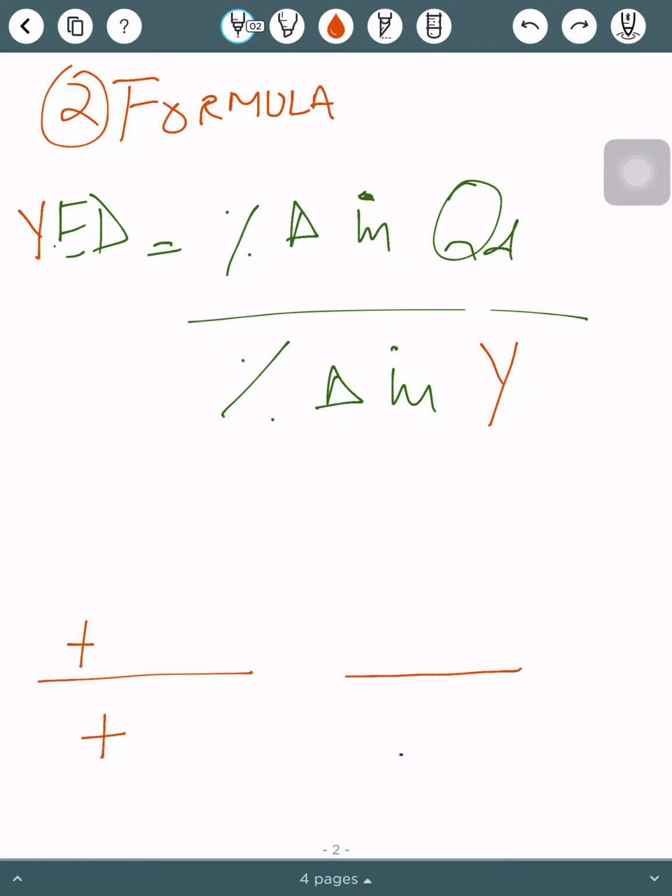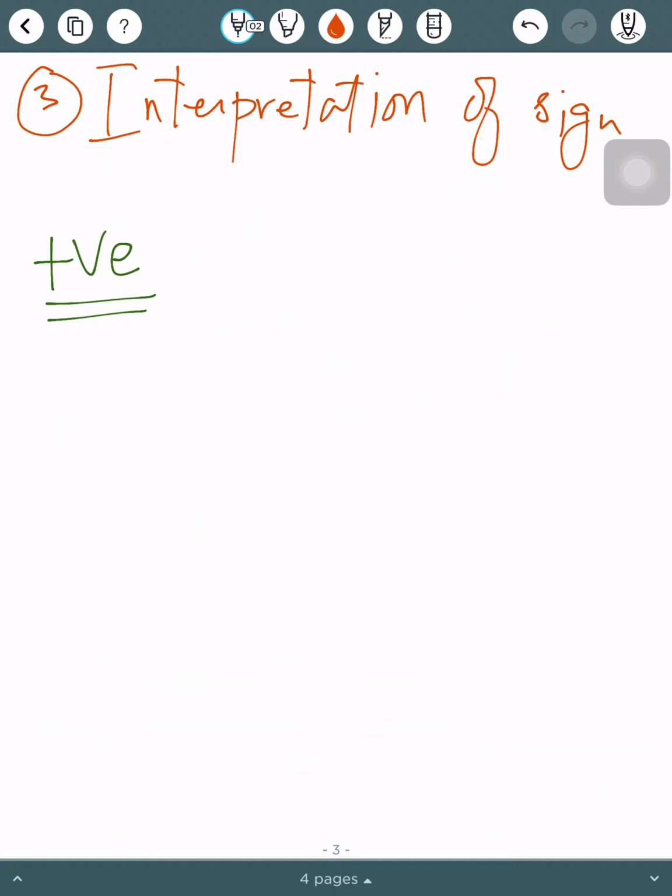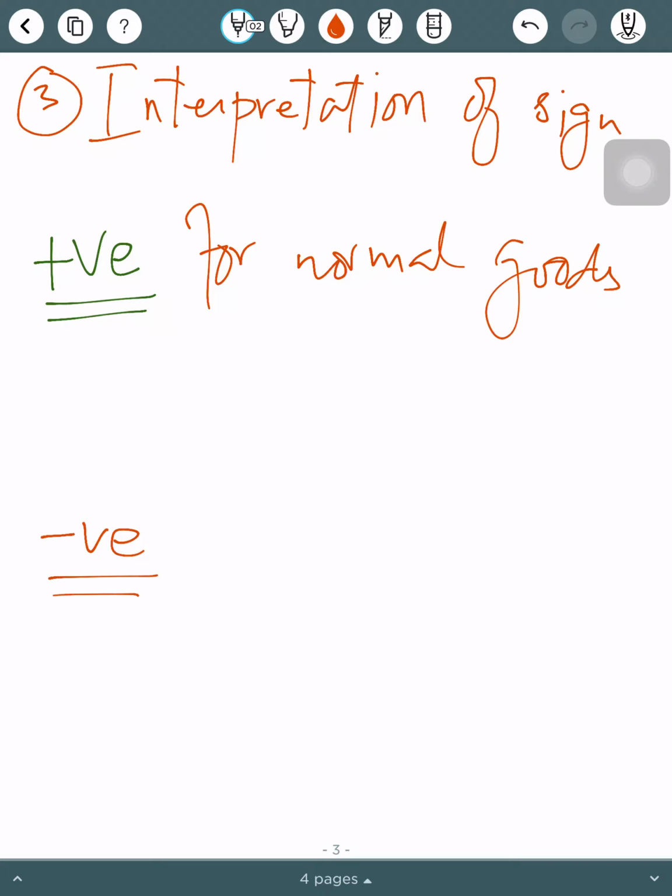Similarly, when incomes of people decline, they reduce the expenditure on the product, they reduce the quantity demanded of that product. Again, negative change in income, negative change in quantity demanded, again the answer will be positive. So this is for normal goods. The sign of YED is positive for normal goods. So when will it be negative?